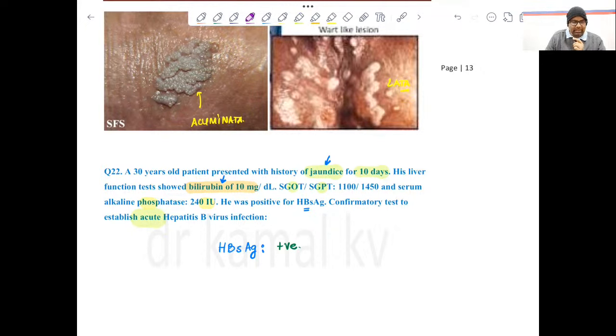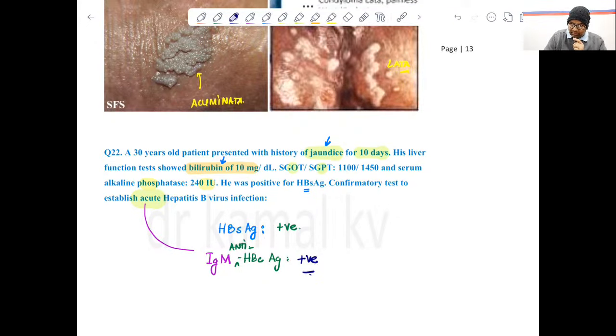So apart from this surface antigen positive, for acute we will always go for IgM HB core antigen, right? So this is antibody to core antigen, right? So this has to be positive, then only you will say that this is a case of acute hepatitis B virus infection. So surface antigen, so this is surface antigen which has to be positive for hepatitis B virus, and antibody to core antigen.